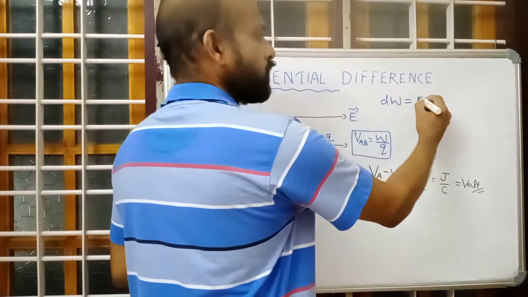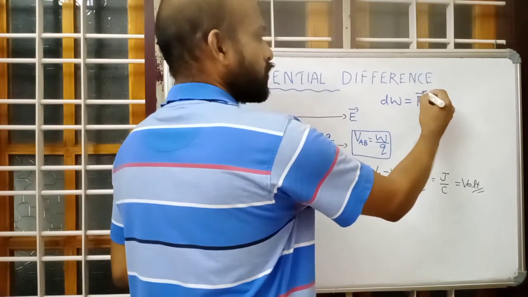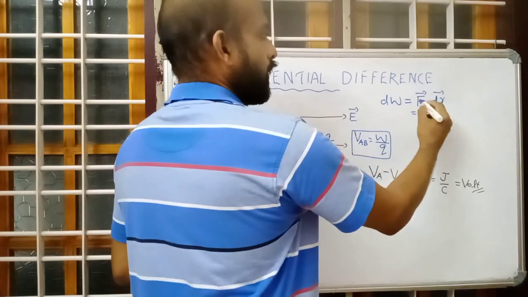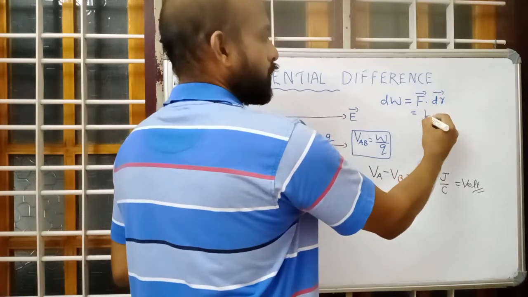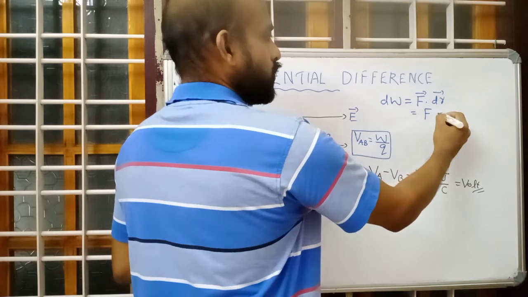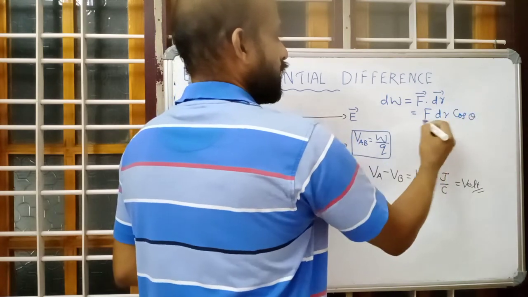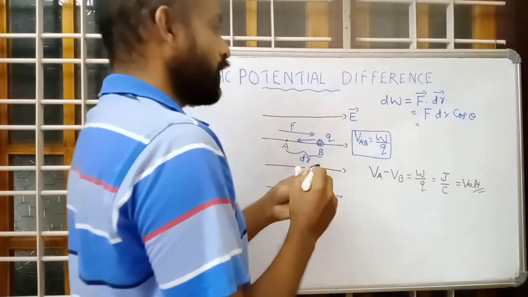Small work done. What is the equation of work done? Work is equal to the dot product of F and the displacement, F dot dr. Expanding the dot product, it is F, force, into distance, into cos theta. What is theta? Theta is the angle between F and dr.